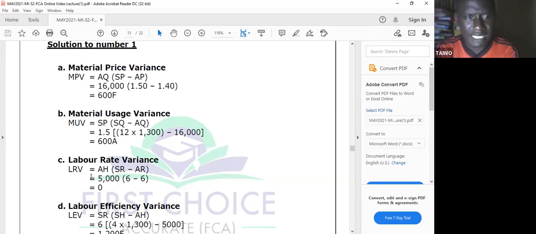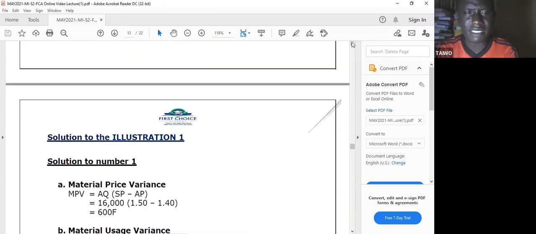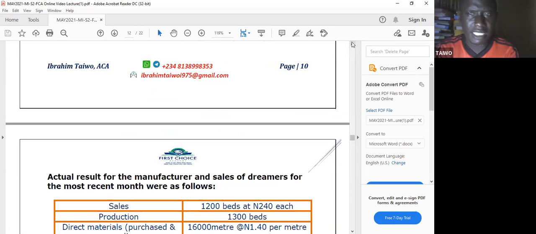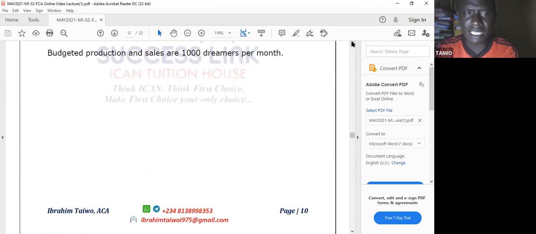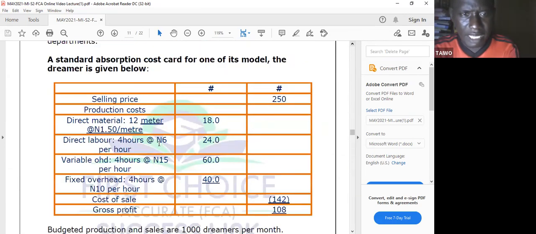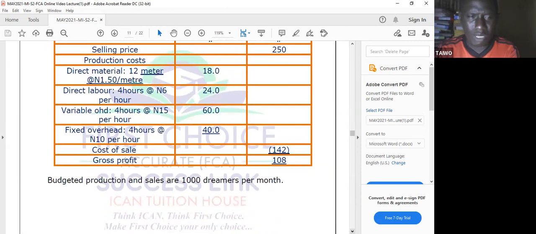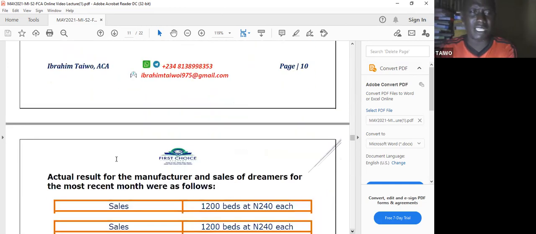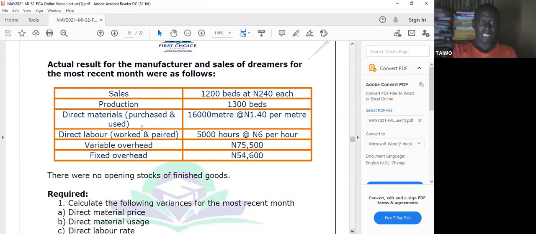What is the standard rate of payment of labor? Let me check it. You go to the standard. This is labor. They pay 6 naira per hour. That's the standard they set to pay. But let us now look at what they eventually paid on labor. Look at the actual information. Direct labor, they pay 6 naira per hour. Can you see a coincidence now? We wanted to pay 6 naira, and we eventually paid 6 naira.